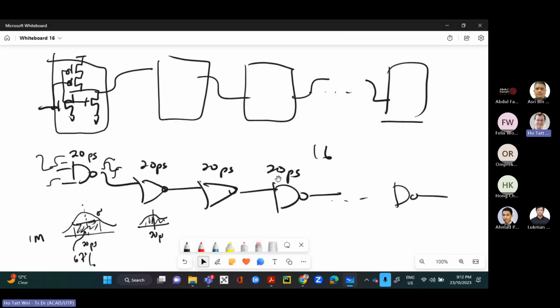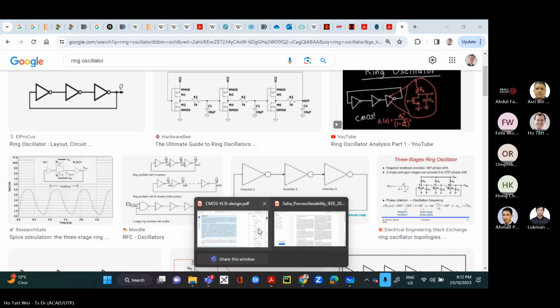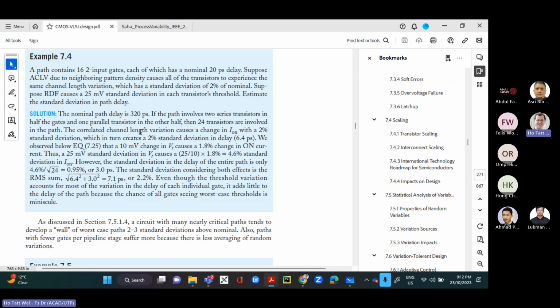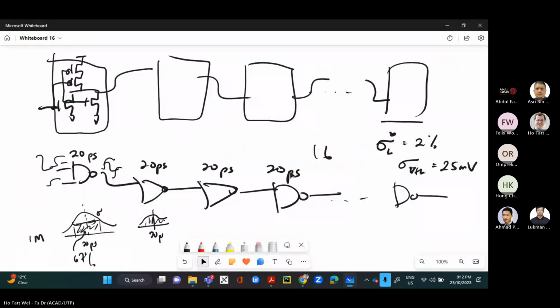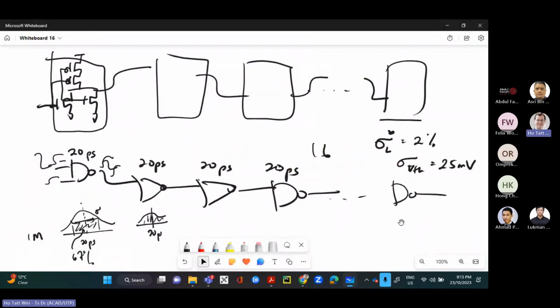So what this problem is telling you is that I have a standard deviation of 2%, and I have VTH with a standard deviation of 25 millivolts. Okay, this is what this is telling you. So the first step is they ask you to estimate this path delay.